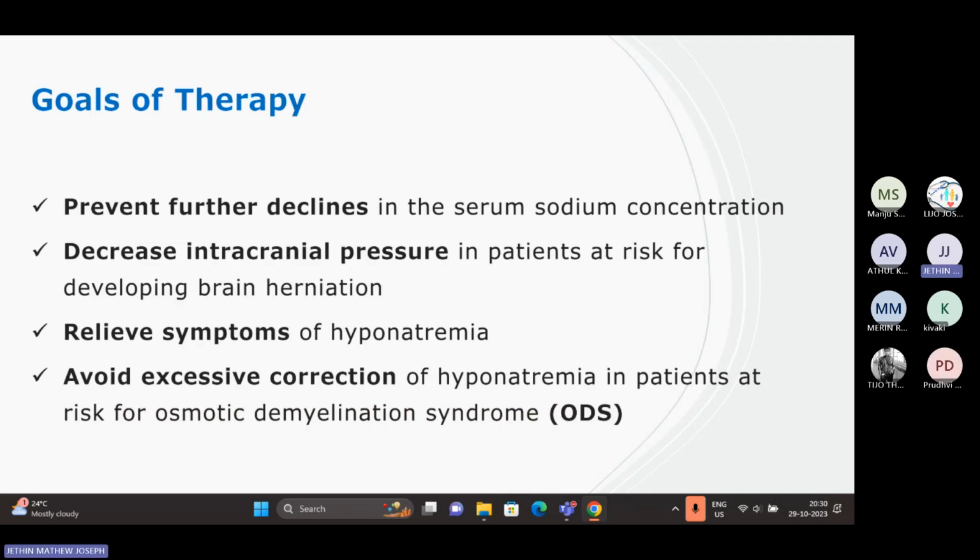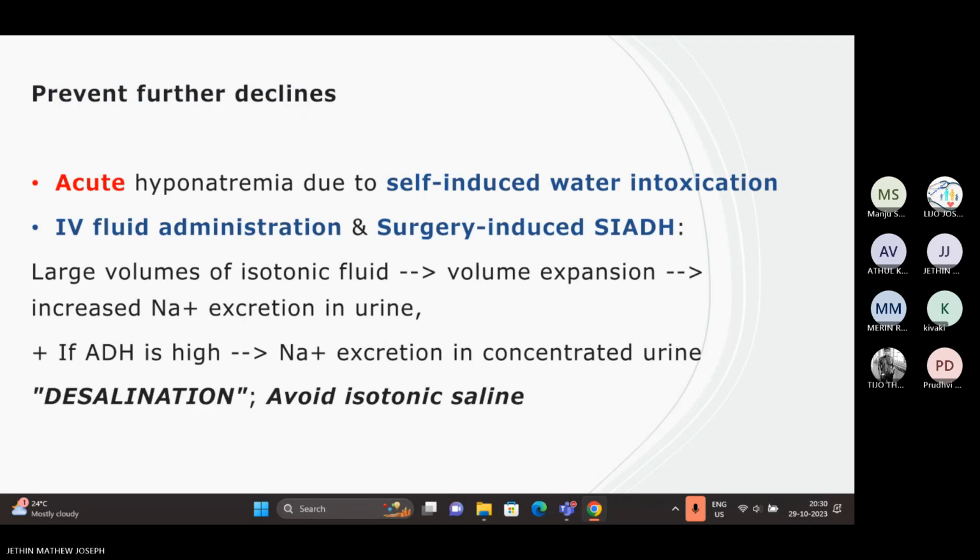So other goals of therapy are to prevent further declines in sodium concentration, decrease the intracranial pressure, decrease the risk of developing brain herniation, relieve symptoms, and avoid excessive correction. So regarding preventing further declines, say in acute hyponatremia due to self-induced water intoxication and IV fluid administration and surgery-induced SIADH. So these are two conditions where sodium can decline even after presentation.